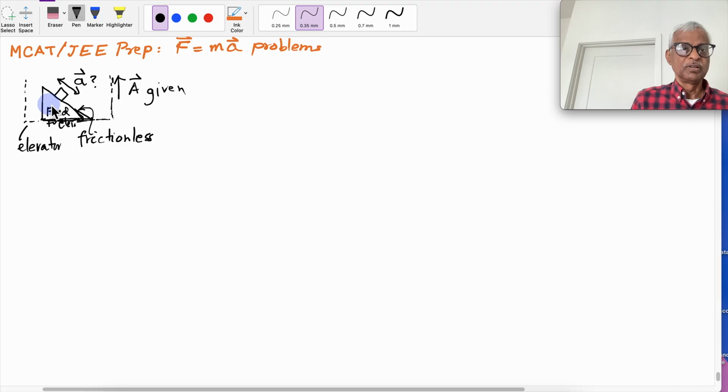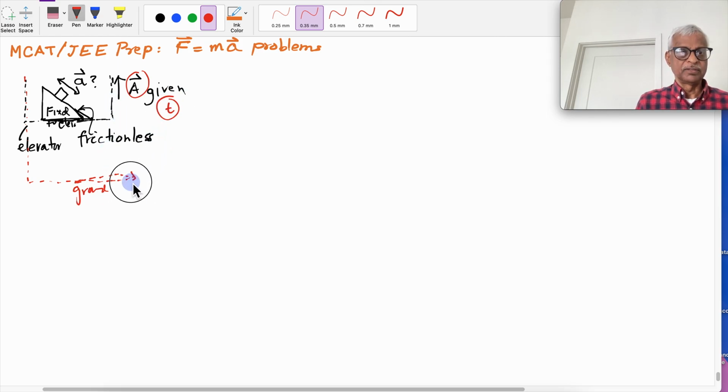So the wedge, when you say it has an acceleration, clearly it has an acceleration with respect to, maybe over here is ground. Here's ground. And this is at some time t. Okay? So like this is the x-axis and this is the y-axis.